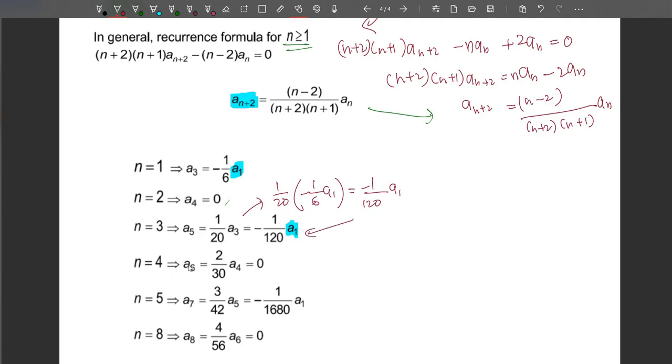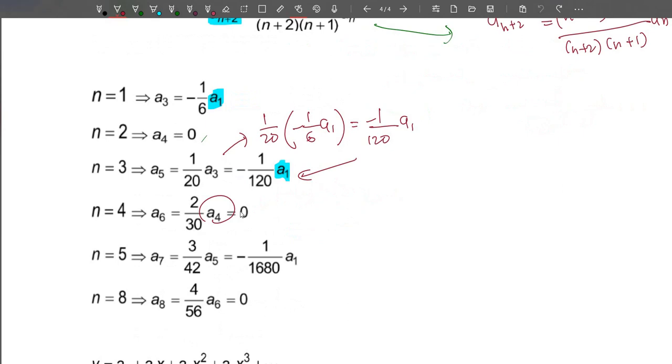And then n equal to 4 gives a6 because 4 plus 2 is 6. And then 4 minus 2 is 2. 4 plus 2 is 6. 4 plus 1 is 5. So 6 times 5 is 30. And here is a4. Okay, so here a4 is equal to 0. So anything multiplied by 0 is equal to 0. Okay, next we just need to substitute n equal to 5 and n equal to, this one is not 8 actually, sorry. Pardon the mistake.